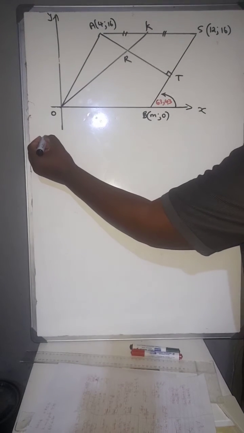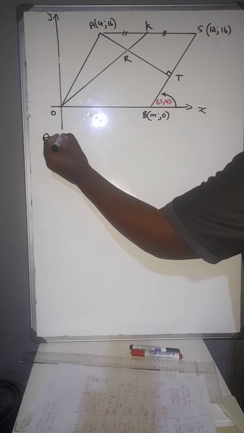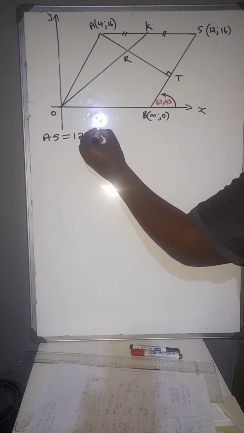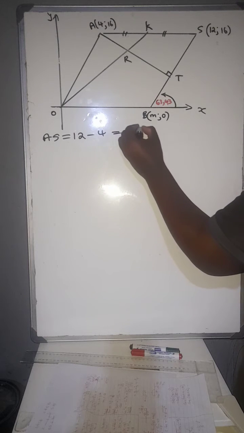So we are saying AS is equal to 12 minus 4. That gives us 8 units.